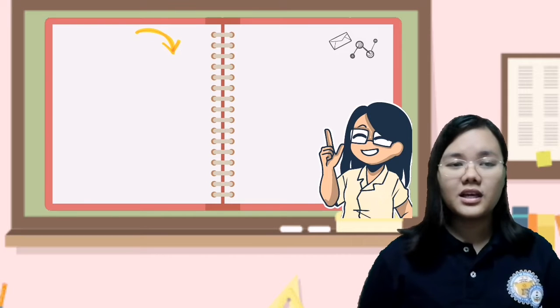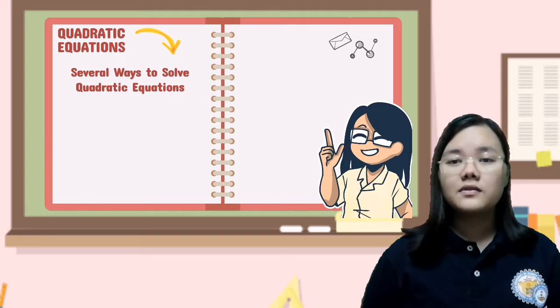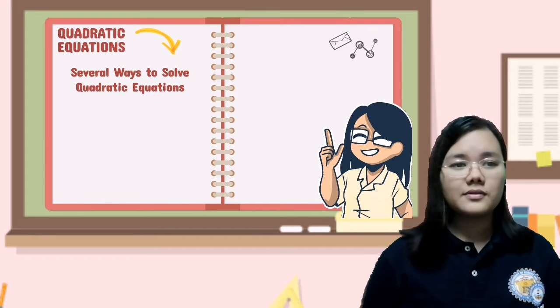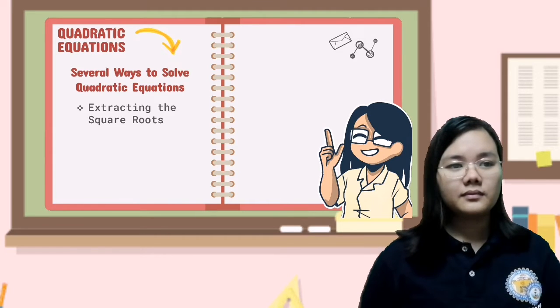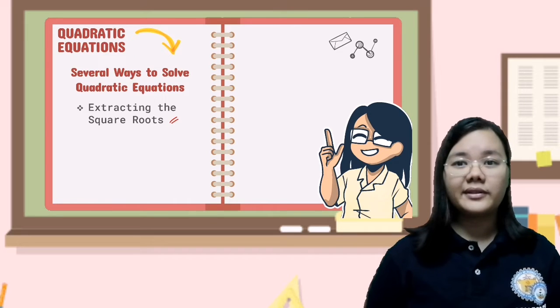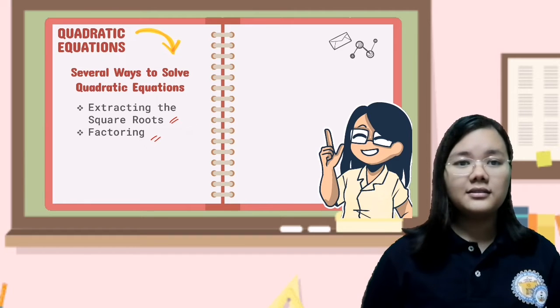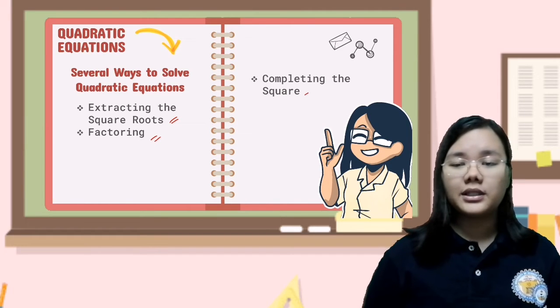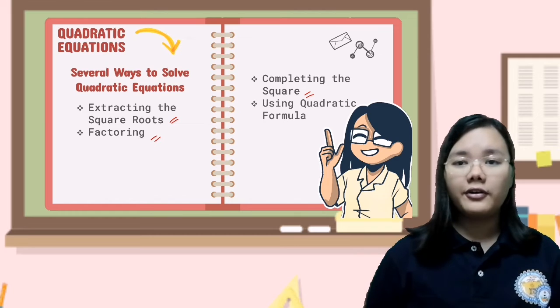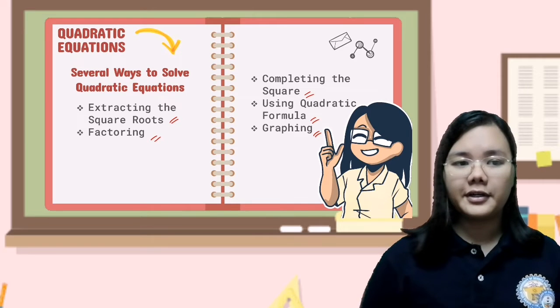Let us proceed with the several other ways to solve quadratic equations. The first is extracting the square roots, which is our topic for today. The second is factoring. The third is completing the square. The fourth, using the quadratic formula. And the fifth or last is graphing.